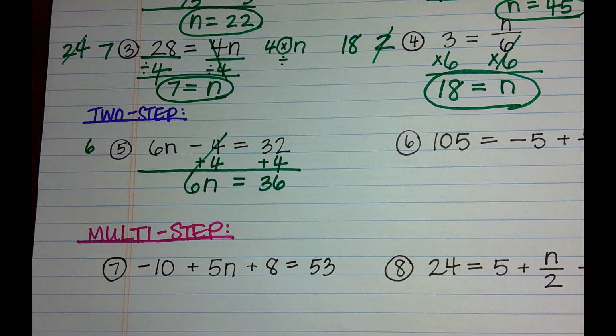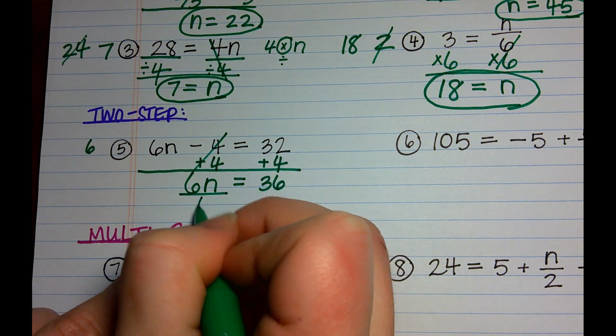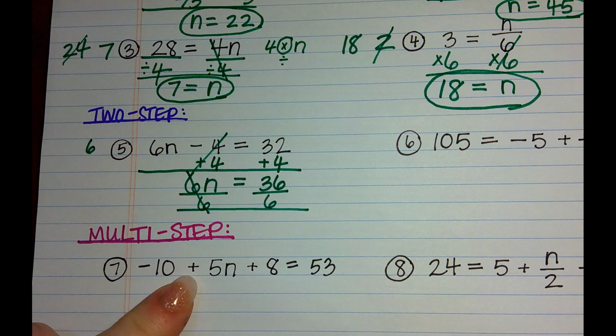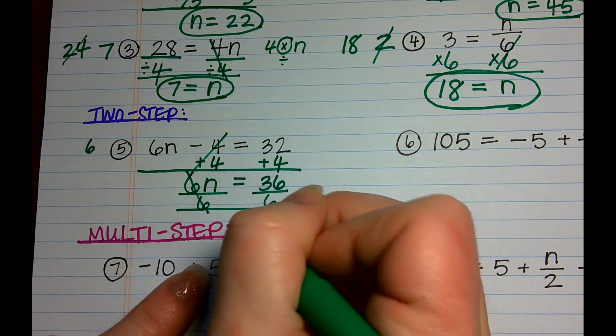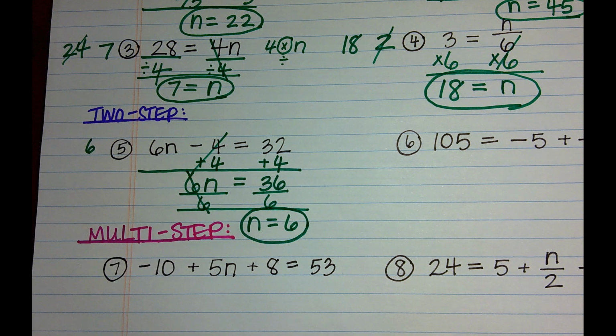Okay? Now you're doing 5. Perfect. 6n is 6 times n. We are going to divide by 6 to get rid of it. 6 into 36 goes 6 times. Absolutely. So I get n equals 6. Good. So we all got that one.